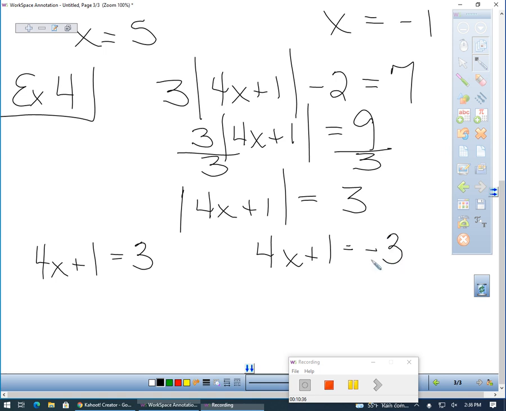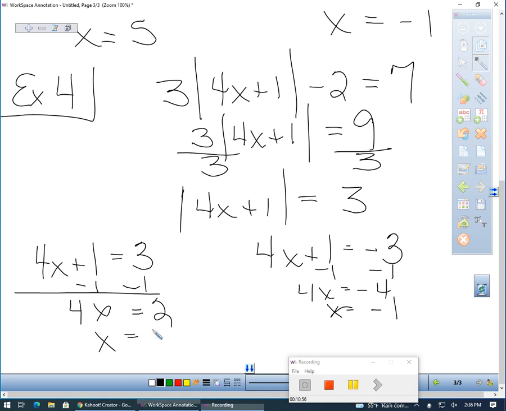So for the second one, I need to subtract 1. 4x is negative 4. Good. So what does x equal? Negative 1, okay. Over here, if I subtract 1 from both sides, I get 4x equals 2. So x equals 1/2, right? Okay. And again, if you test them, in this case, they both work.